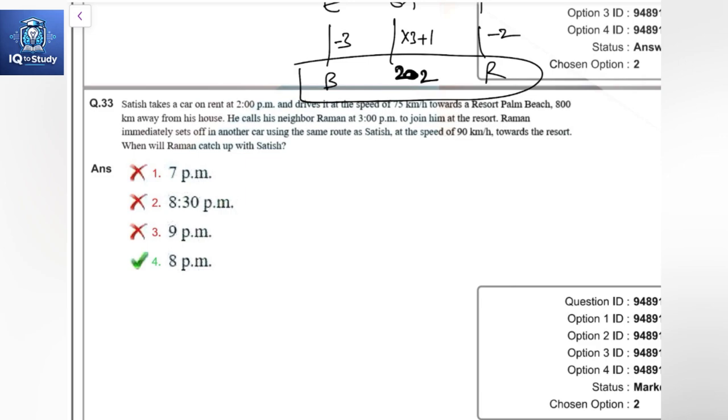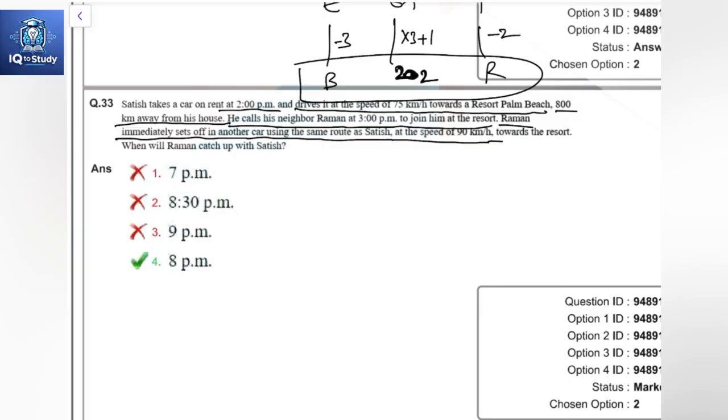Satish takes a car on rent at 2 p.m. and drives it at a speed of 75 km per hour towards a resort Palm Beach, 800 km away from his house. He calls his neighbor Raman at 3 p.m. to join him at the resort. Raman immediately sets off in another car using the same route as Satish at the speed of 90 km per hour towards the resort. When will Raman catch up with Satish?